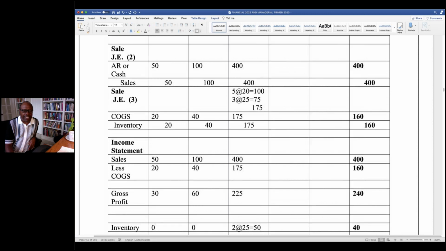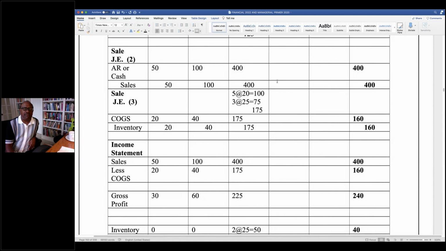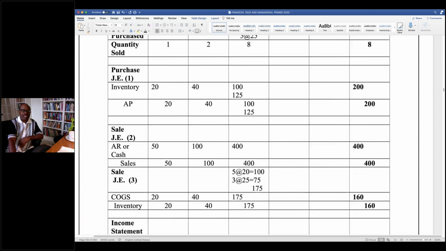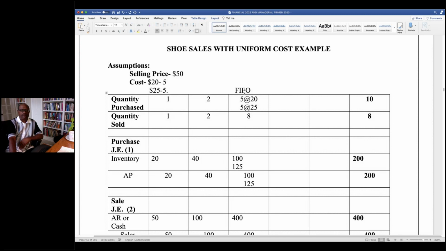Does anybody have any questions on this one? So whenever there's two different types of inventory, like one's 25 and one's 20, you always sell out the cheaper one first, then put in for the higher one, like with a problem like this. Right. Yeah, okay.